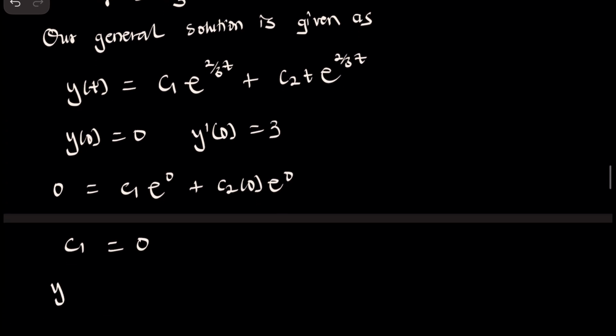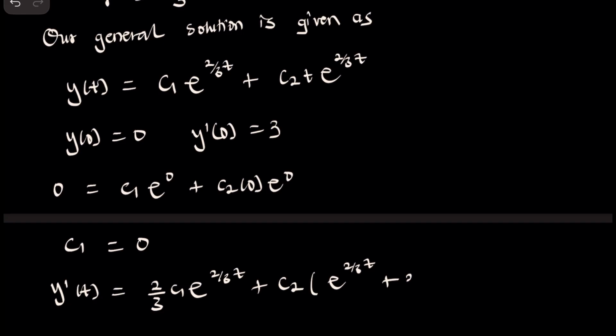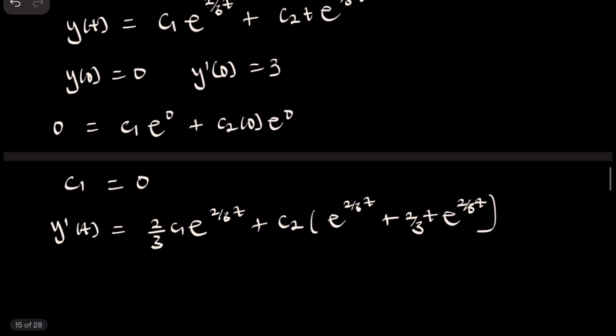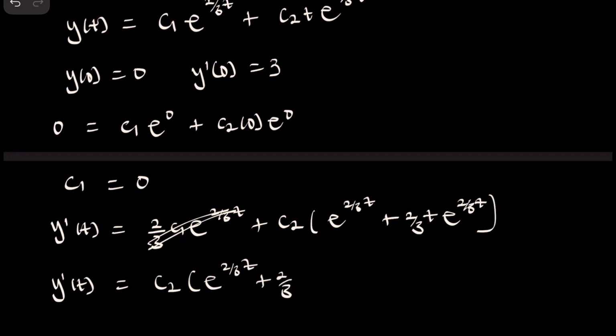So that's y prime of t will be giving us 2 on 3 c1 e 2 on 3t plus c2 out, then we use the product rule, so that's going to give us e 2 on 3t, then plus 2 on 3t e 2 on 3t. But c1 is equal to 0, and so this will go to 0. Thus, y prime of t will be equal to c2 out e 2 on 3t plus 2 on 3t e 2 on 3t.